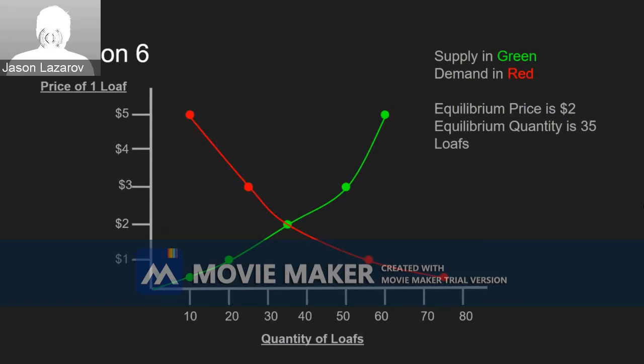For question 6, this is the supply and demand curves for the loaves of bread, showing the supply in green and the demand in red. The equilibrium price is $2 and the equilibrium quantity is 35 loaves of bread.